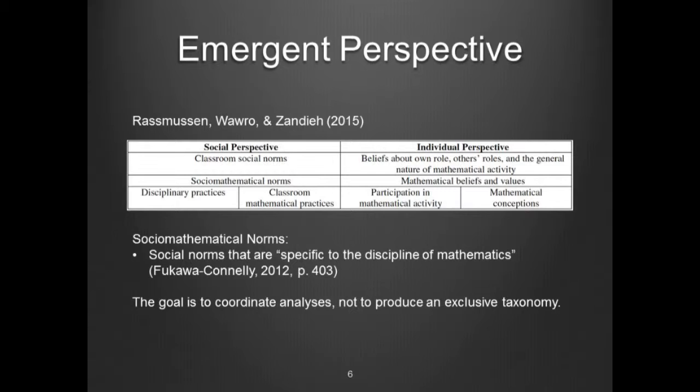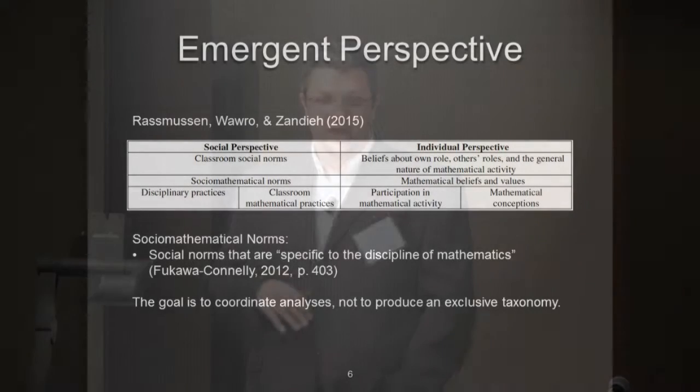So the top row: classroom social norms and beliefs about one's own role, others' roles, and the nature of mathematical activity. So for example, you might think of participation in the classroom. This doesn't have anything specifically to do with mathematics. The classroom norm is what participation looks like, and then the psychological correlate is thoughts about what participation is, and maybe why you would participate in that fashion.